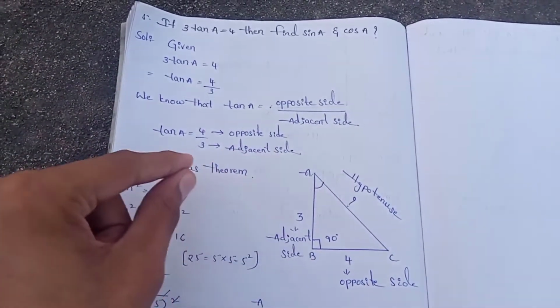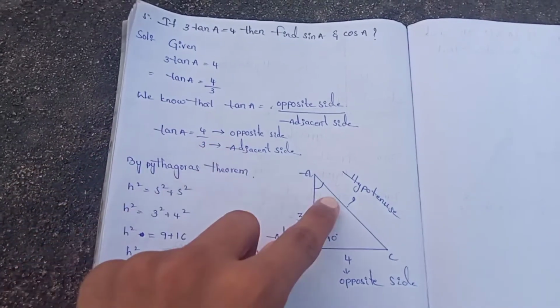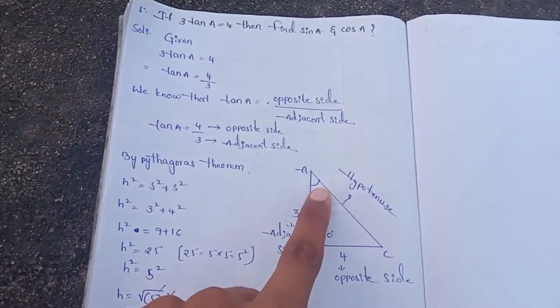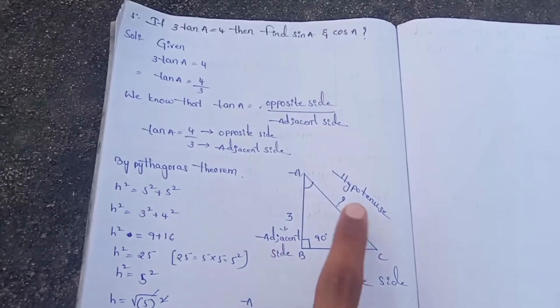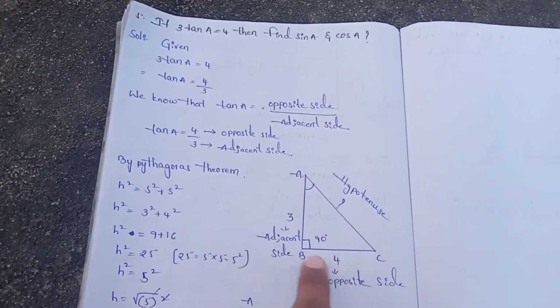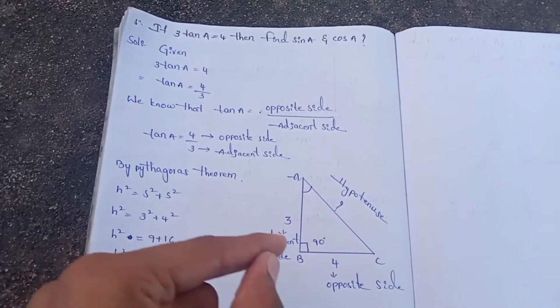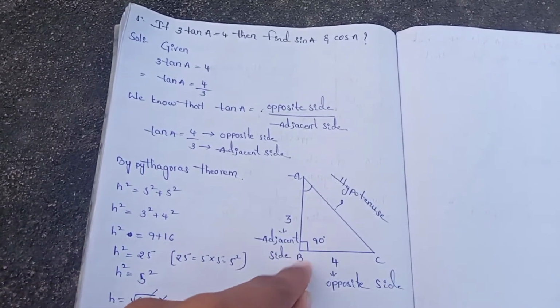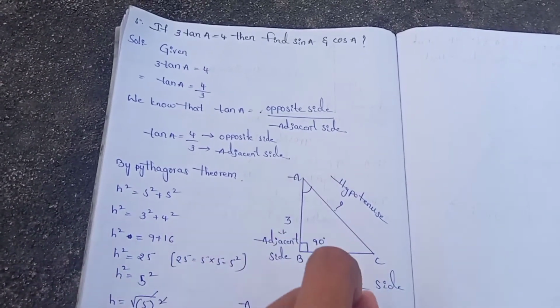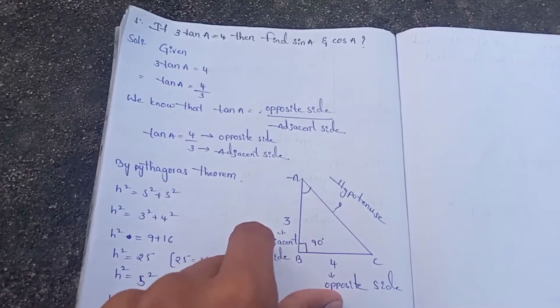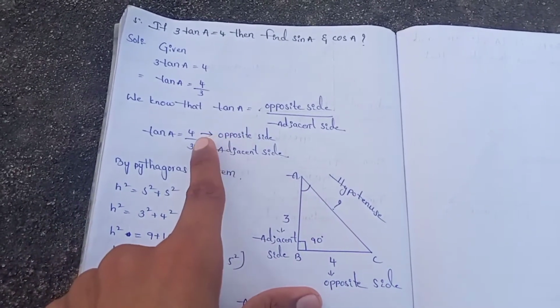Next, what is given here? Angle A. By pointing out angle A, we have to write the opposite side, adjacent side and hypotenuse. Opposite to A is BC. Adjacent to angle A is AB. And hypotenuse is AC because it is the largest side in this triangle. So what is the opposite side here? 4.